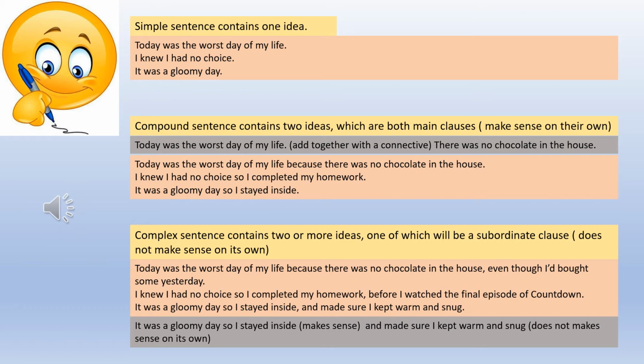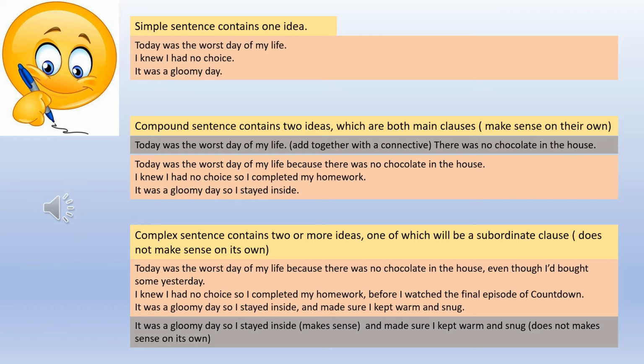If you look at the grey box at the bottom of this section, it says, "It was a gloomy day, so I stepped inside." Makes total sense. And made sure I kept warm and snug. Now that final part of the sentence, and made sure I kept warm and snug, does not make sense on its own. So therefore, this is a complex sentence. It's also a complex sentence because it's got the "so I stayed inside" added near the beginning.